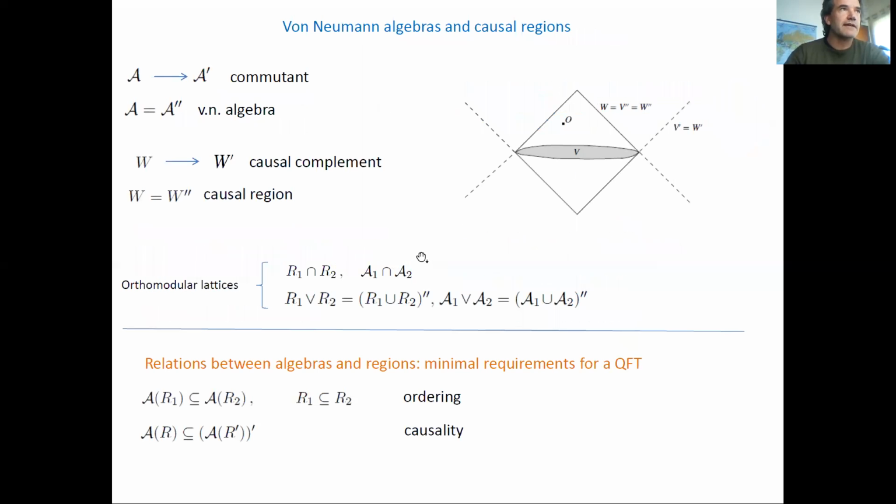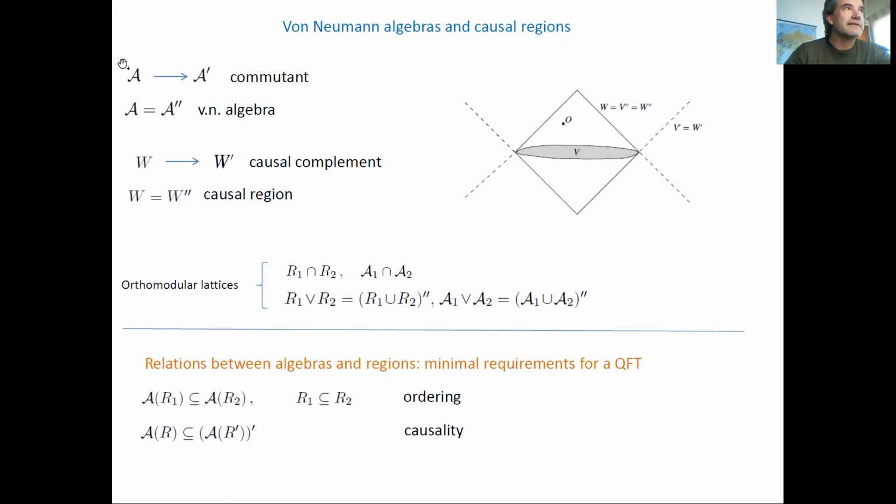So let me start then describing what the algebras are, what the regions are, etc. The first thing is that the algebras attached to regions are von Neumann algebras. So these are just subalgebras of the full algebraic content of operators in a Hilbert space.